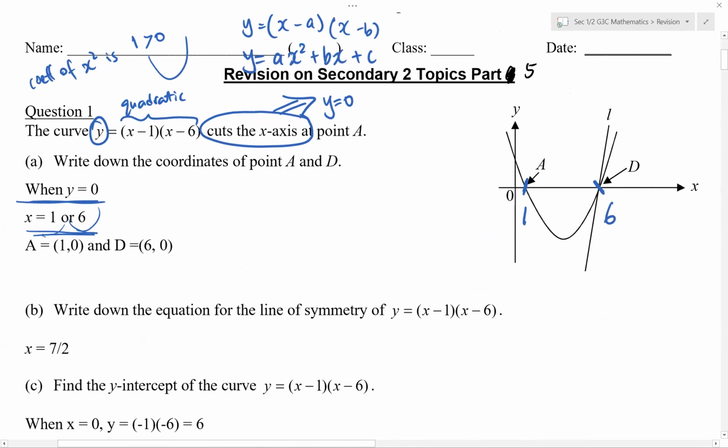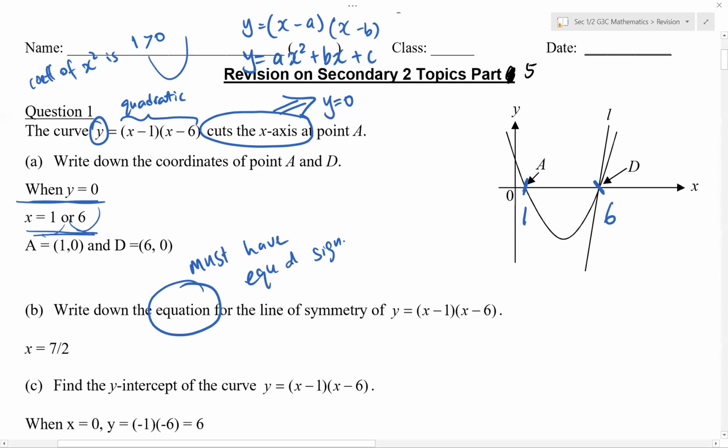Next one, write down the equation for the line of symmetry. So I want you to circle the word equation. What must an equation have? From the word equation, it must have an equal sign.